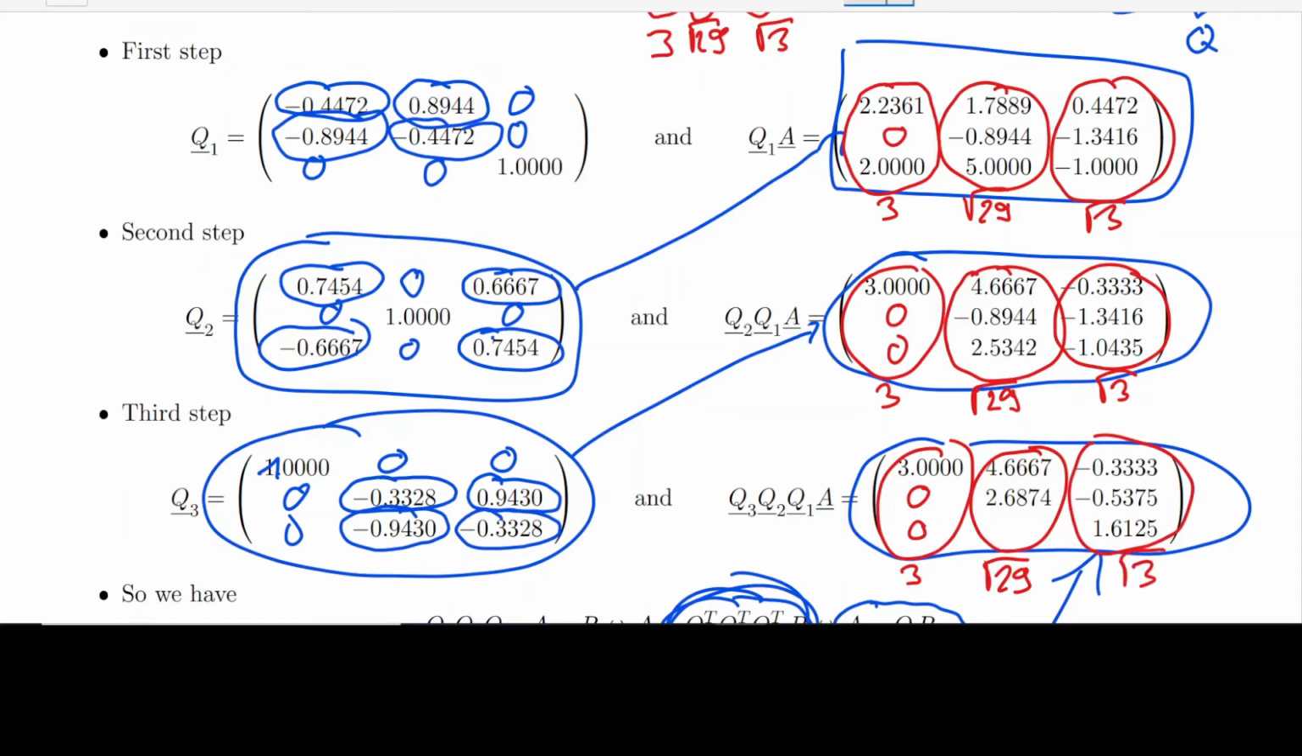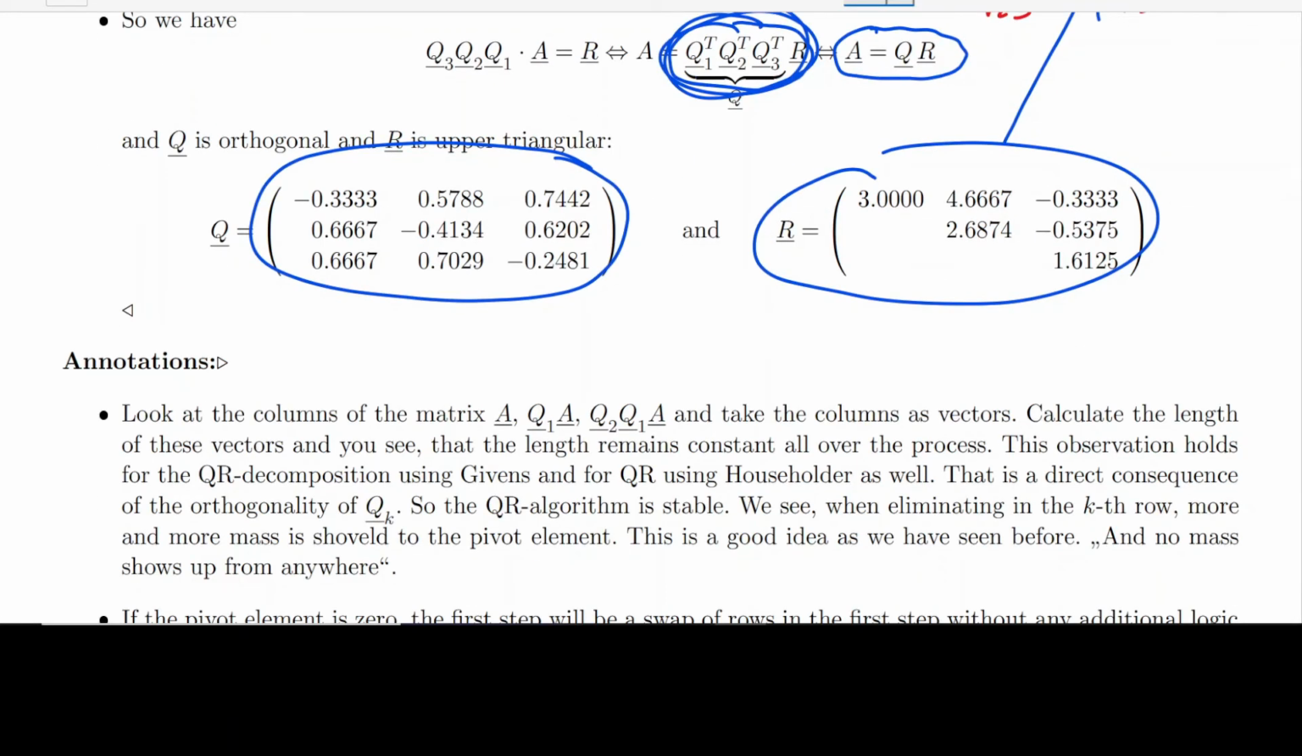So the length of each column is kept in the process of doing the QR decomposition using Givens. But it's not a speciality of Givens. That is always true if the matrices are orthogonal. Then it will always be true, and the length of the columns is kept through the whole process. So also doing Householder, this is true. You can check that for the examples we had in the last videos.